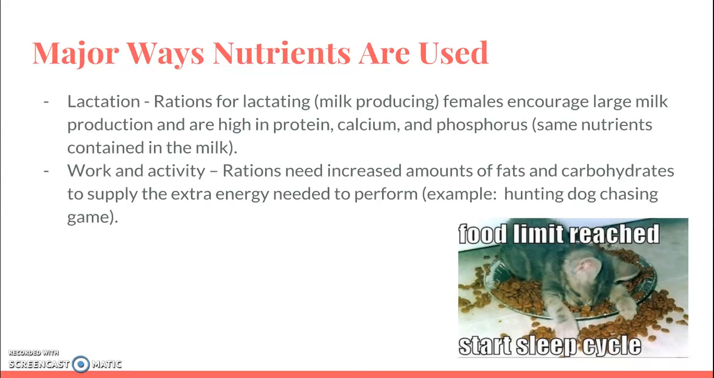There's also a work and activity ration. These are rations that need increased amounts of fats and carbohydrates, so your increased energy. And this really is satisfying the need for performance. Okay, so examples of these would be hunting dogs that are chasing game. Your police dogs are usually fed a work ration because they're working hard. They're having to track. They're having to follow perpetrators. They're working hard. They're using a lot of energy. They need good, solid energy stores to keep their bodies functioning appropriately.